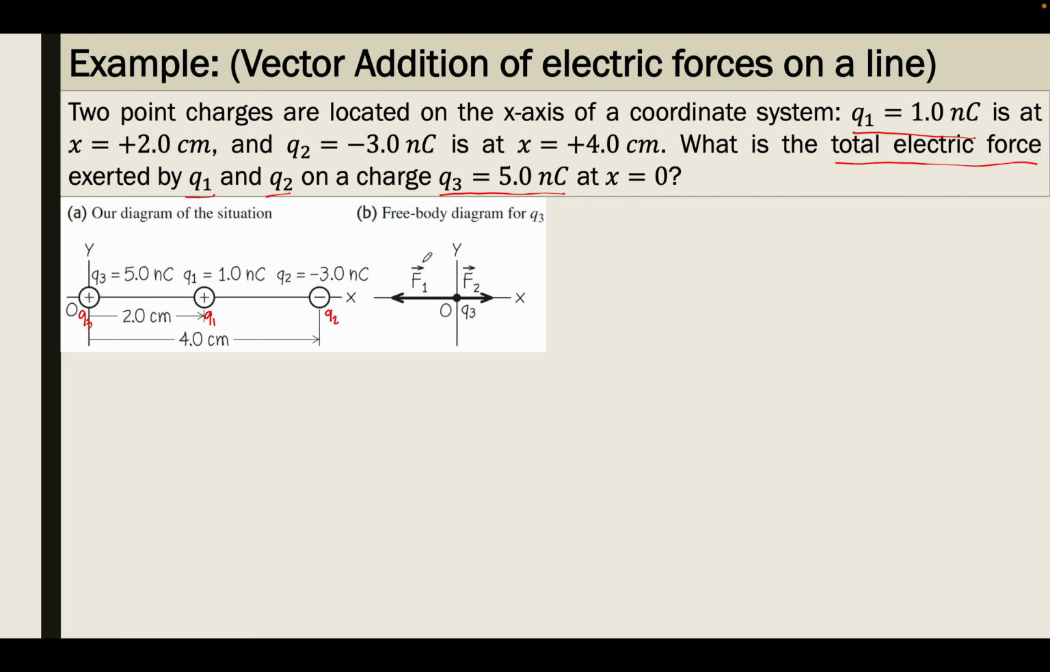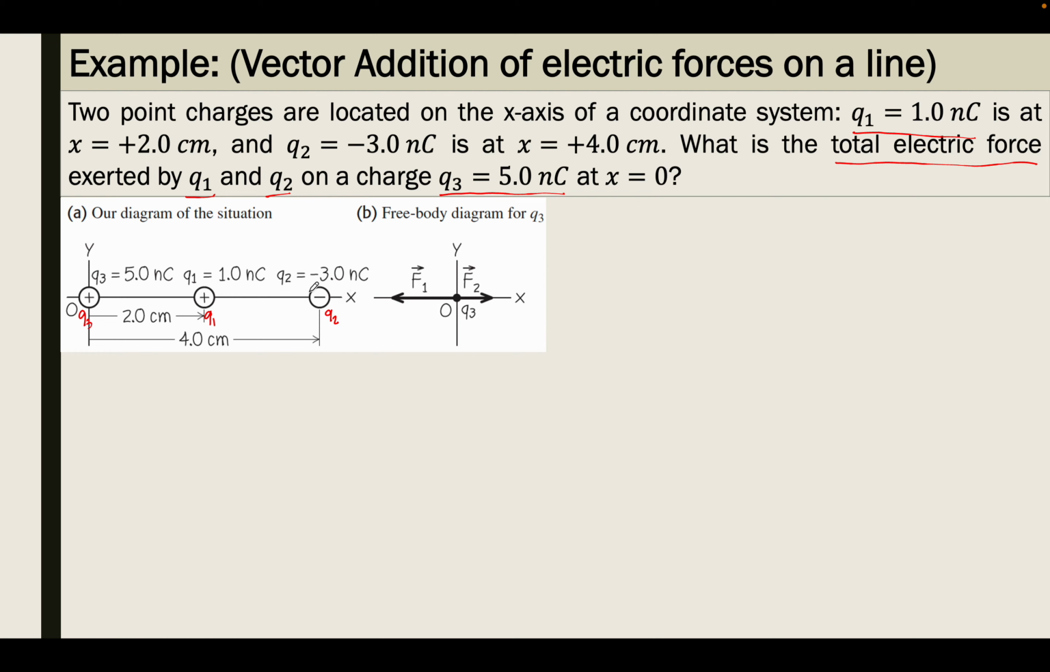Okay. So now, here is our free body diagram for Q3. As you can see, if we look at the direction of the force that Q1 exerts on Q3, there is a repulsion. Again, positive and positive, so they will repel each other.